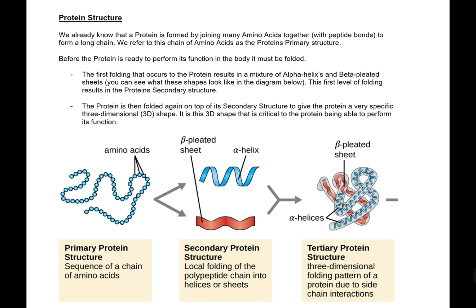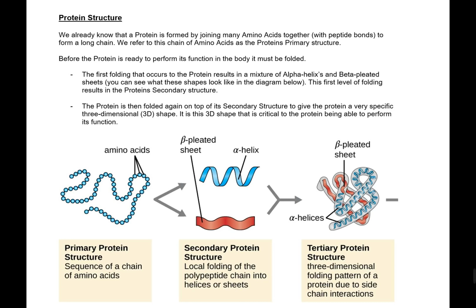The protein is not yet functional, however, and it needs to fold up in order to get a specific 3-dimensional shape. The first stage in that folding is what we call the secondary structure of the protein. This is where hydrogen bonds form between neighbouring amino acids in the long chain of amino acids, and they form structures called an alpha helix, which are coils within the protein chain, and folds within the protein chain called beta pleated sheets.